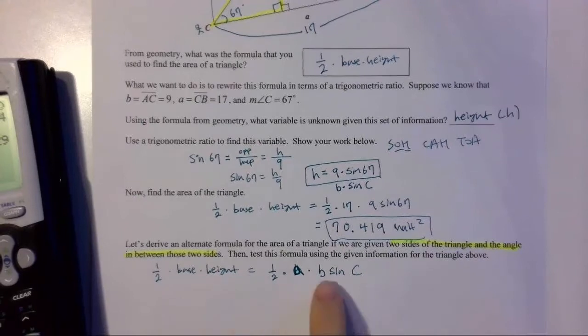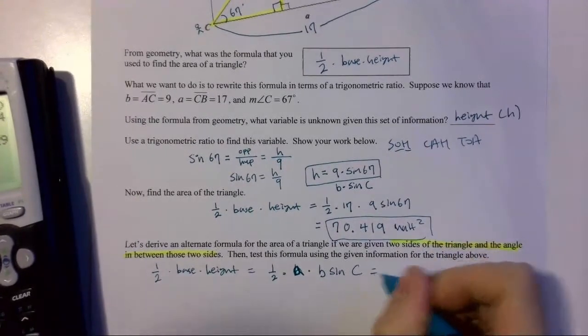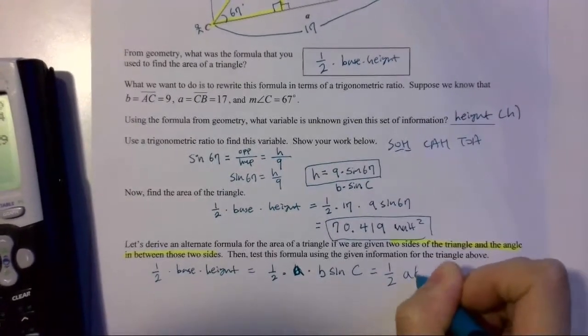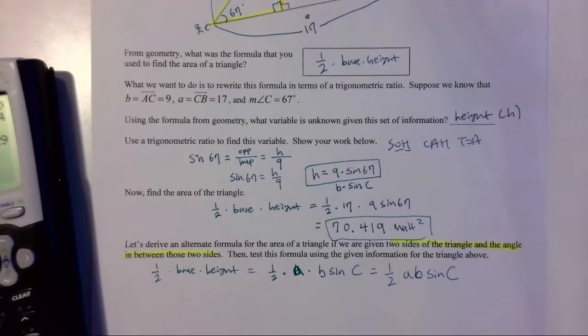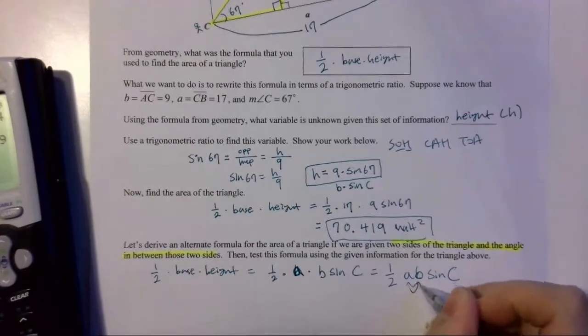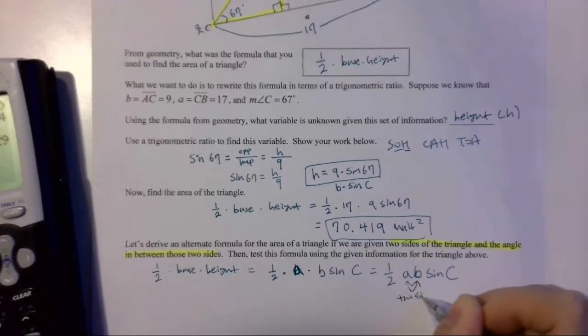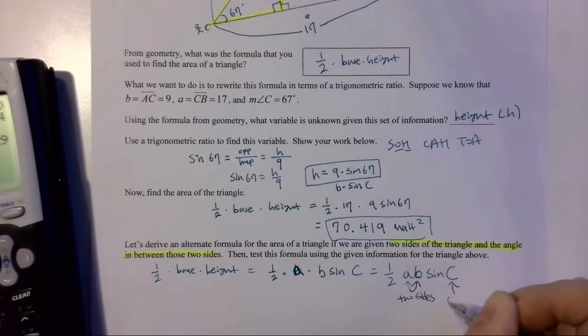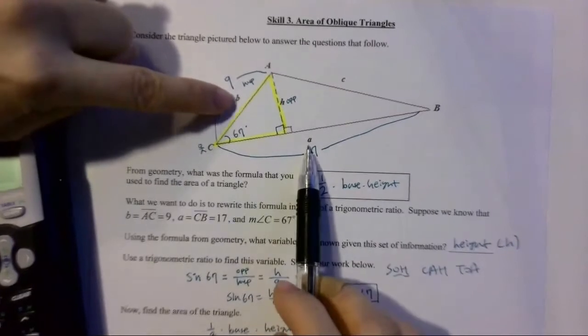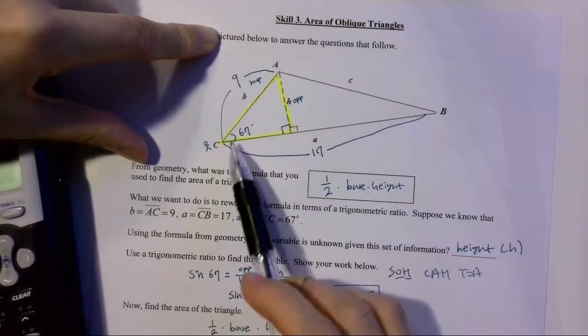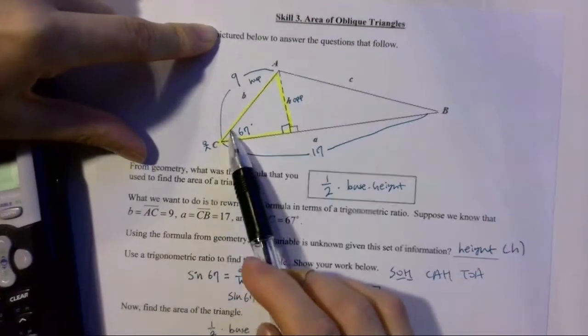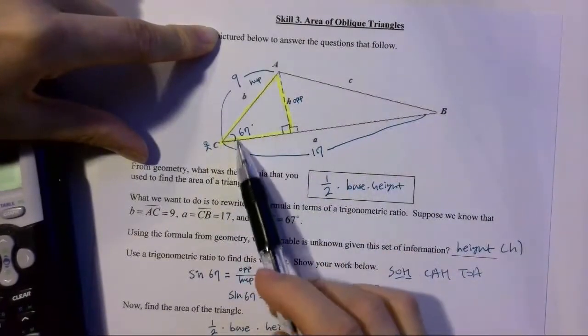So instead of height, B sine of C, which makes it half times AB sine of C, where A and B are 2 sides and C is the angle between. As you can see over here, A and B are 2 sides of the triangle, and C is the angle between those 2 sides.